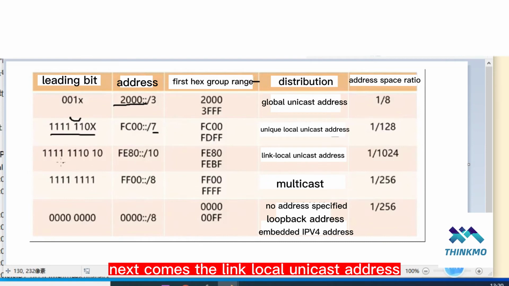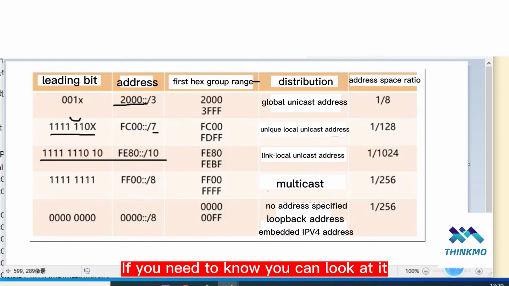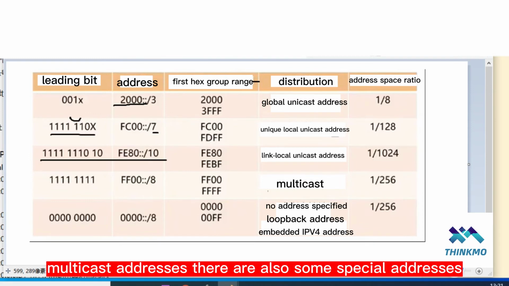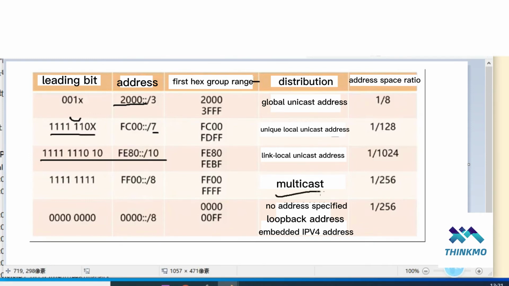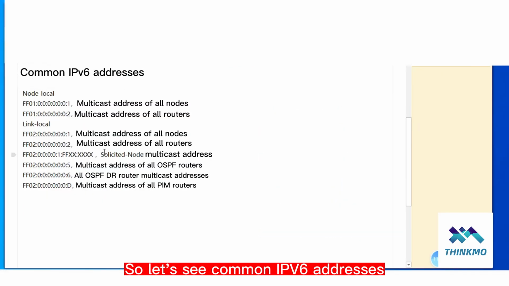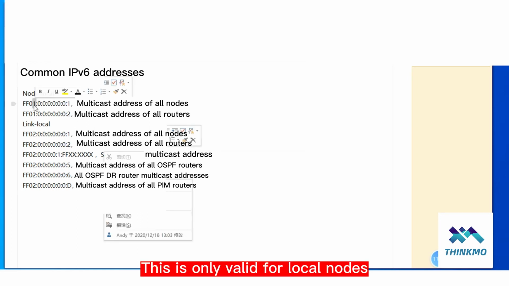Next comes the link local unicast address. We've seen this before. If you need to know, you can look at it in the last video. Then there are multicast addresses, and also some special addresses in the unicast address space. I won't go into too much detail in this address space. So let's see common IPv6 addresses: node local and link local. A node local address is only valid for the local node.